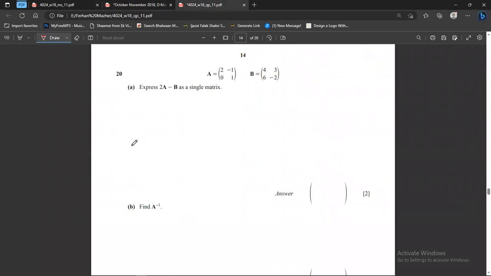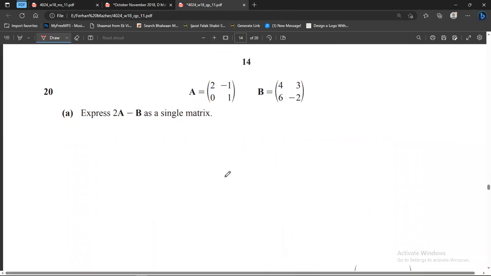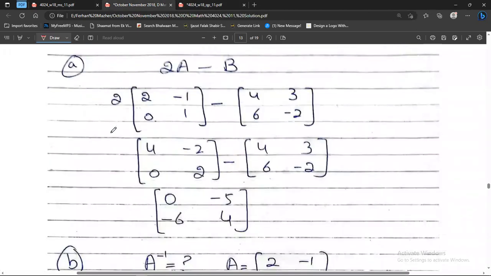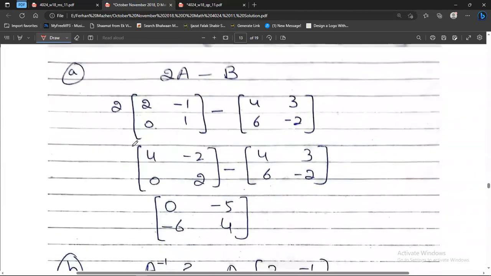So we are on question number 20 here. A matrix A is given, and that matrix A is 2 minus 1 0 1, and the matrix B is 4 3 6 minus 2. It says express 2A minus B. We will substitute the value of the matrix A and the matrix B in this equation. So we will have 2 multiplied with the matrix 2 minus 1 0 1, and then minus the bracket 4 3 6 minus 2.